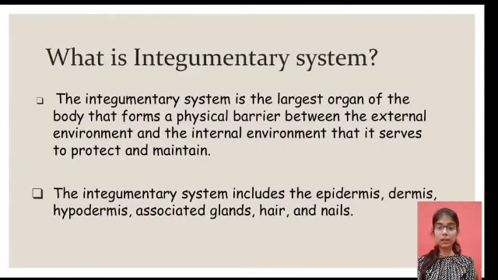So, what is integumentary system? Integumentary system is the largest organ of our body that forms a physical barrier between the external and the internal environment. Integumentary system mainly consists of epidermis, dermis, hypodermis, associated glands, hairs, and follicles.